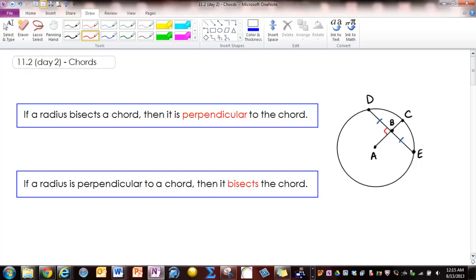It tells you if your radius is perpendicular to a chord, in other words you have the red right angle box, then we know that it bisects the chord, so you can mark the blue dashes on the two pieces of the segment.